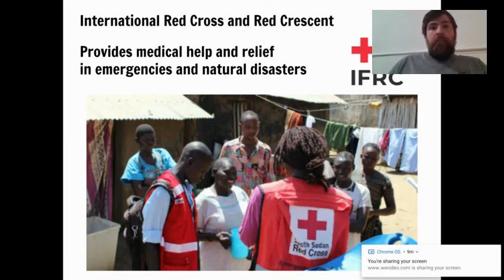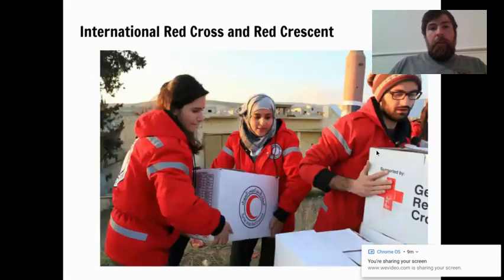That's when the International Red Cross and Red Crescent, or the IFRC, comes in. People from that organization go in and provide people with emergency relief. Here you can see the people of the International Red Cross and Red Crescent organizing boxes of food in Syria to give to people in Syria during the Syrian civil war.